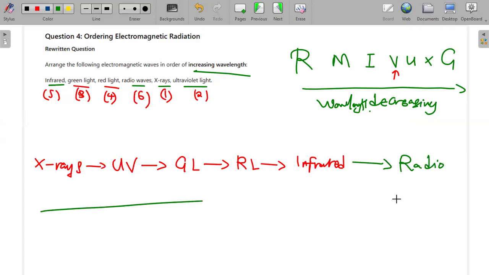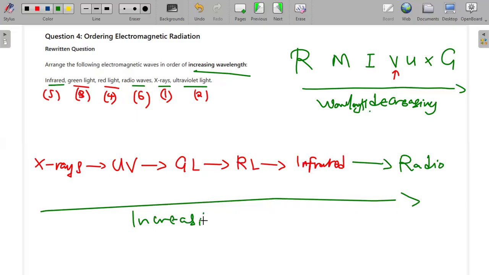Okay, so this one here is actually in increasing order of wavelength. All right, so any questions there?